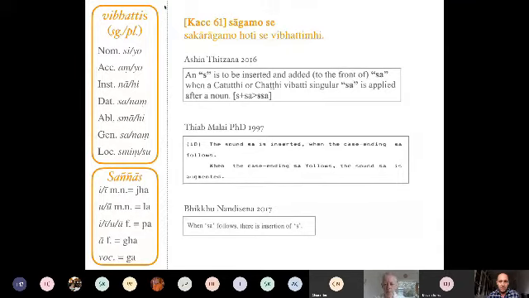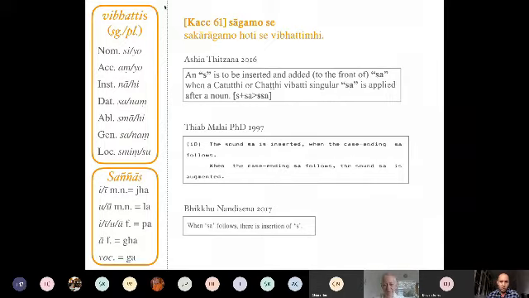Venerable Titsana says an S is to be inserted and added to the front of sa when a chatutti or chatti vibhakti singular sa is applied after a noun. And then he gives the clue. Whereas Tiapmalai says the sound sa is inserted when the case ending sa follows. Okay? And then Bhikkhu Nandisena translates: when sa follows, there is insertion of s. But this is the most synthetic translation, which, as you can see, is even shorter than the text that it is translating. Then you can wonder why.